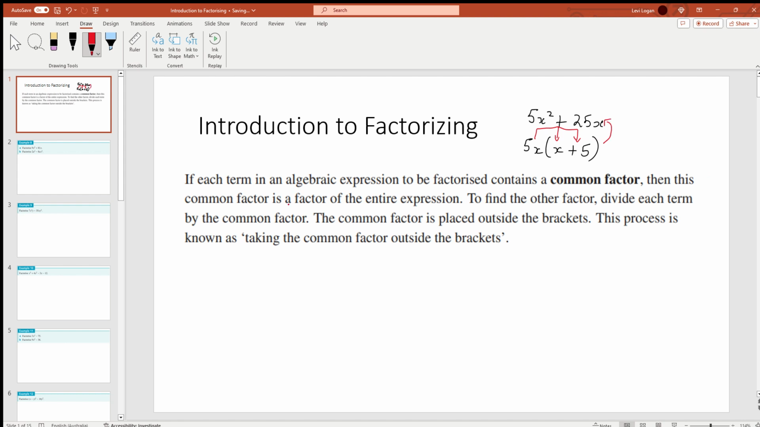Then this common factor is a factor of the entire expression. To find the other factor, divide each term by the common factor. The common factor is then placed outside the bracket, like this here. So this process is known as taking out the common factor outside the brackets. Pretty basic explanation, but that's about it. Let's get straight into doing some examples.